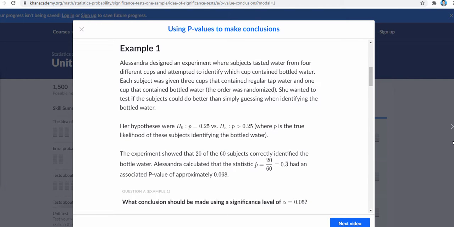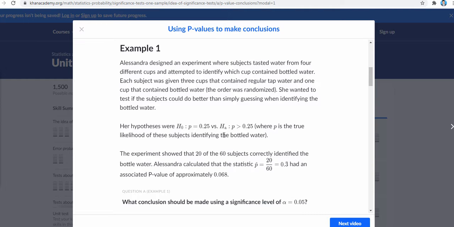All right, so here we have an example. It says Alessandra designed an experiment where subjects tasted water from 4 different cups and attempted to identify which cup contained bottled water. Each subject was given 3 cups that contained regular tap water and 1 cup that contained bottled water. She wanted to test if the subjects could do better than simply guessing when identifying the bottled water. Her hypotheses were H naught, the null hypothesis, that p is equal to 0.25, versus the alternative that p is greater than 0.25, where p is the true likelihood of these subjects identifying the bottled water.